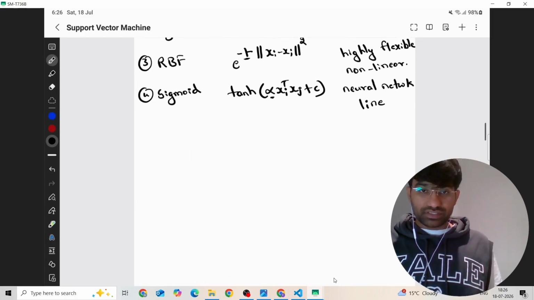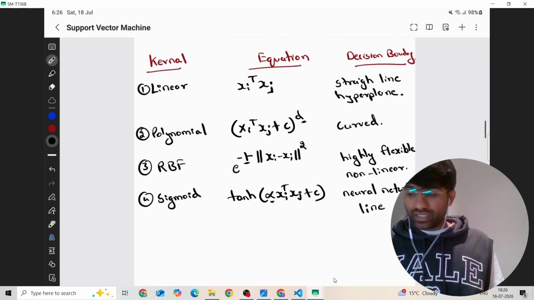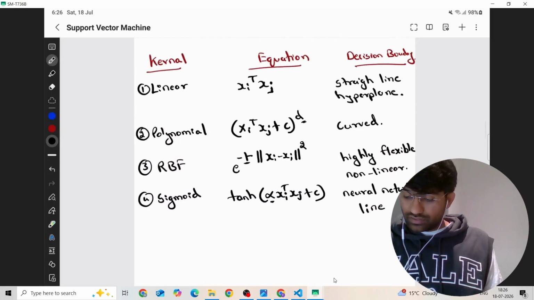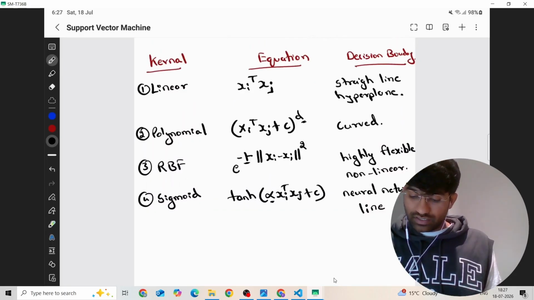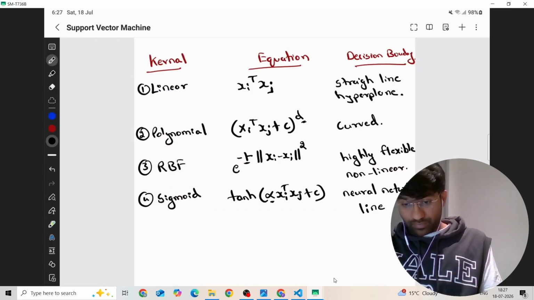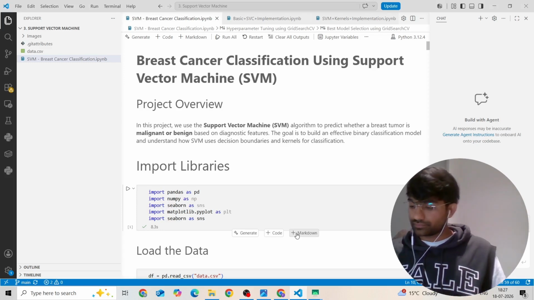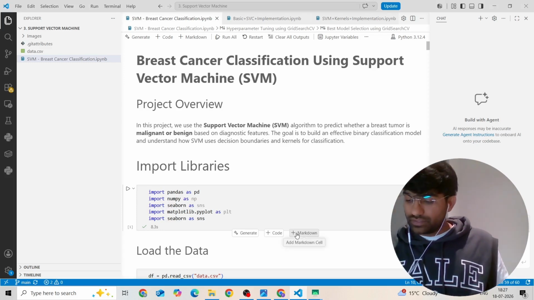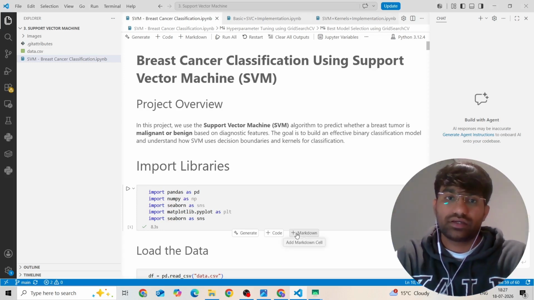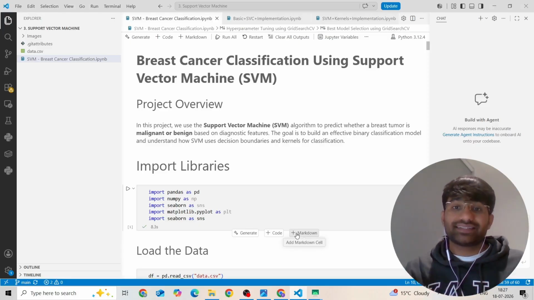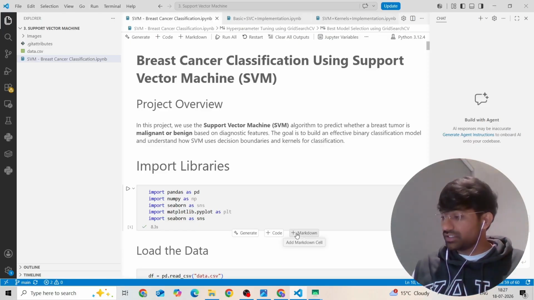So this completes the support vector machine theoretical concepts. Now let us start the practical session. I have built a project. I will demonstrate it to you. I have built a breast cancer classification using a support vector machine.